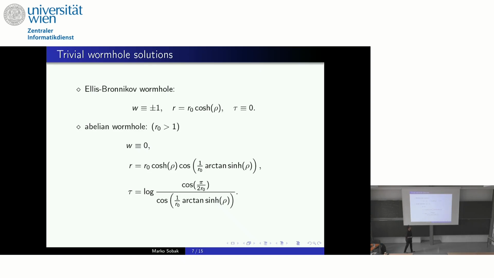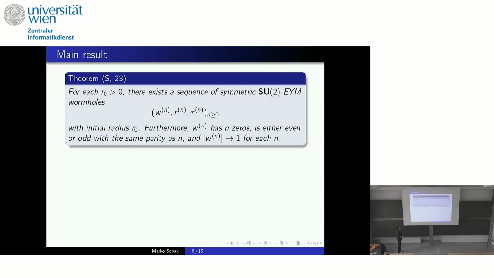And right, then my main result is that there are infinitely many more of them. So explicitly, for each R0, you get a sequence of symmetric wormholes. And here by symmetric, I mean that they have a reflection symmetry, in the sense that your metric coefficients should be even functions of rho, so that the geometry of the wormhole looks the same on both sides. And here R0 would then be the initial radius, or the radius of the spheres at the center of this reflection symmetry.